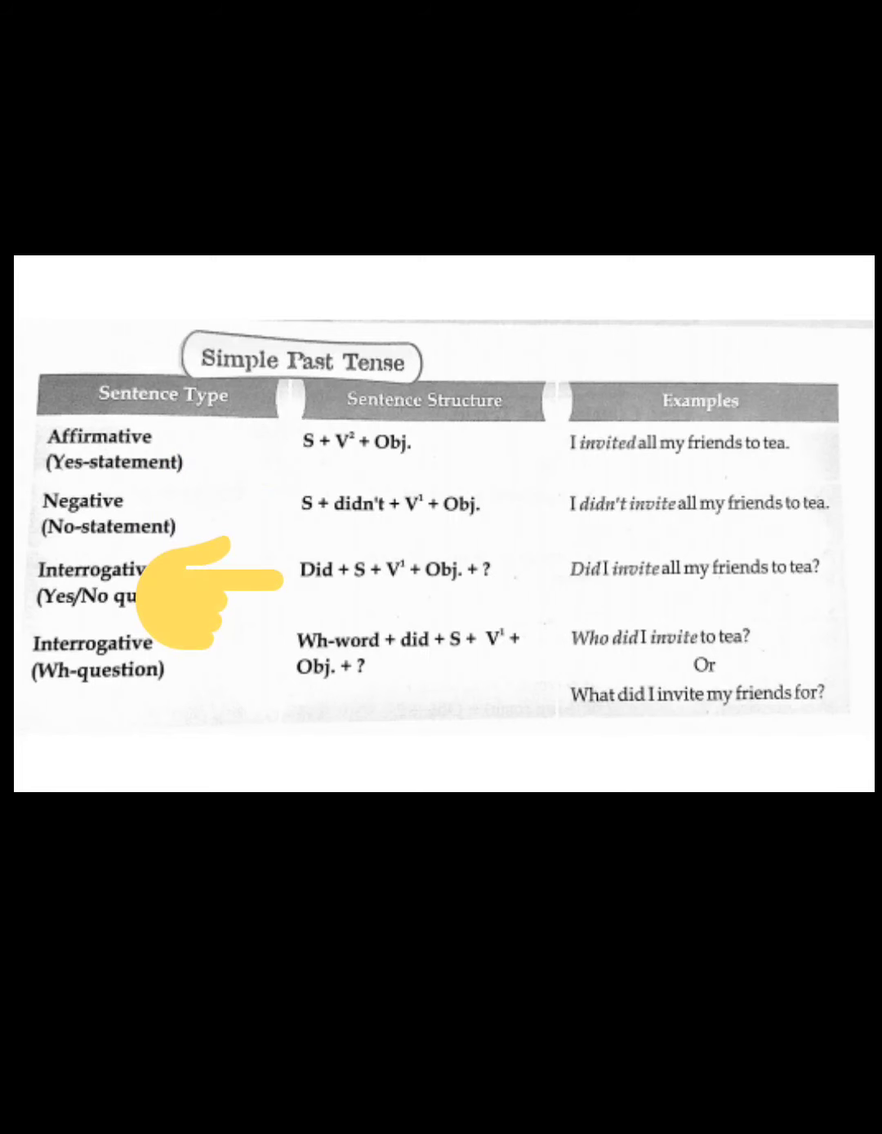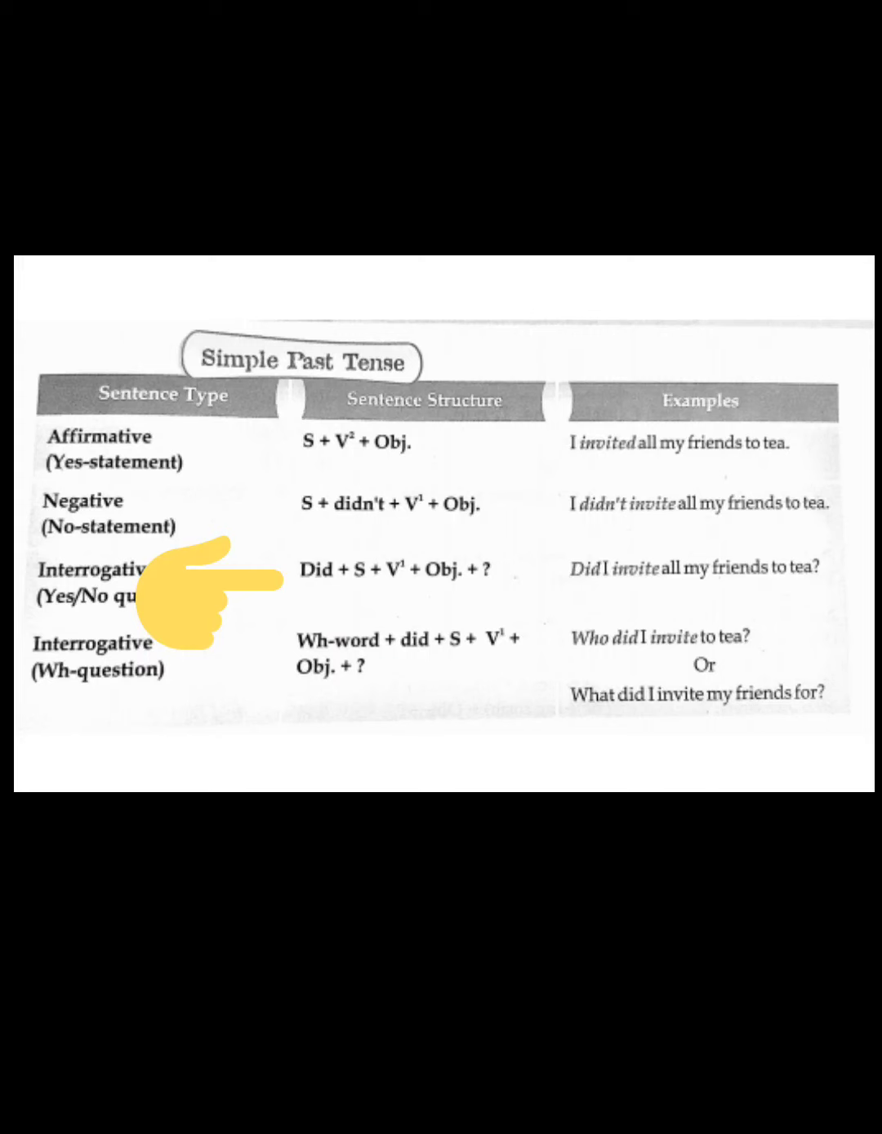In interrogative form, we have to use did plus subject plus verb first form plus object plus question mark. So how can I frame my sentence? Did I invite all my friends to tea? Question mark. So here your did is taking the first position. Since you are framing the question, that is why did will come to the first position. Okay? Did I invite all my friends to tea?